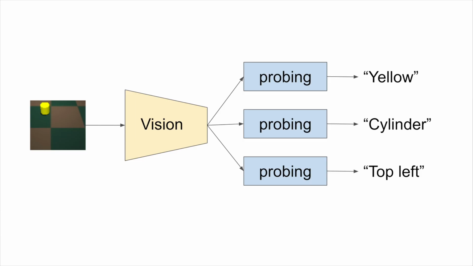All right, so you've just seen a pencil version of probing models, and here's a nice, neat version of the same diagram. We've got the image coming into the vision module, and then we've got different probing models: one probing model to predict the color, one to predict the shape, and one to predict the position.